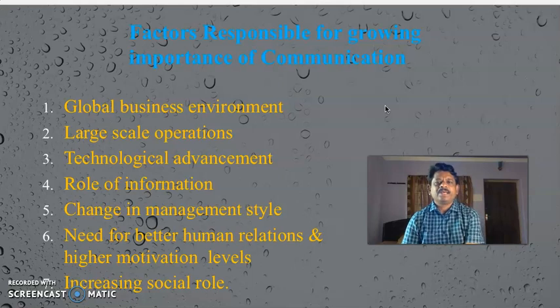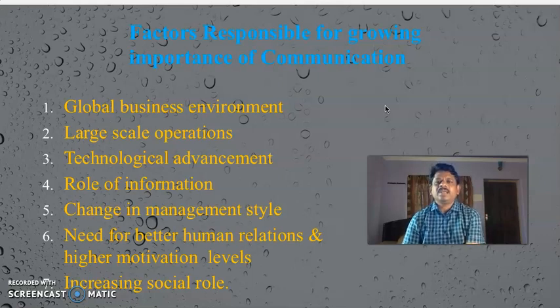Consider the factors, starting with the global business environment. Business is now globally spread, and taking place everywhere. In that context, communication varies from place to place, people to people, country to country, and with intentions and communication models. All together you will find a lot of differences. With all these diversities, how are you going to make your communication more effective and reachable to the end receivers? That is the most important part.